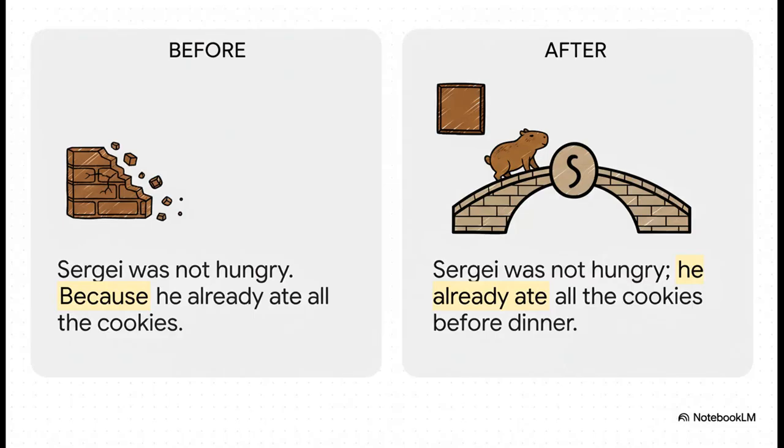But the fix is super easy. First, just get rid of that because. Now, he already ate all the cookies before dinner is a perfectly good sentence on its own. And since we now have two complete sentences, we can join them with our trusty semicolon. Or if you want to get fancy, you could pop a conjunctive adverb in there for extra clarity, like Sergei was not hungry, therefore he had already eaten all the cookies.